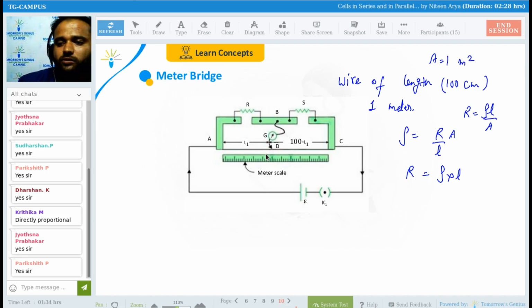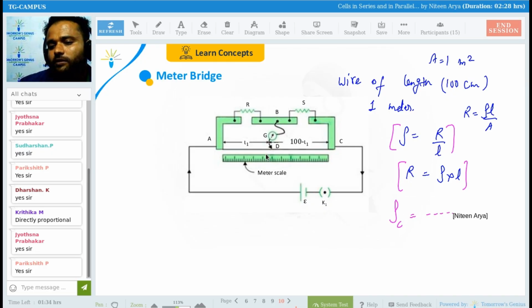Clear? So now from here we can remove. So now this is your resistivity. And suppose you know the material. So according to the material, you know the resistivity also. So now this resistance is directly dependent on length.